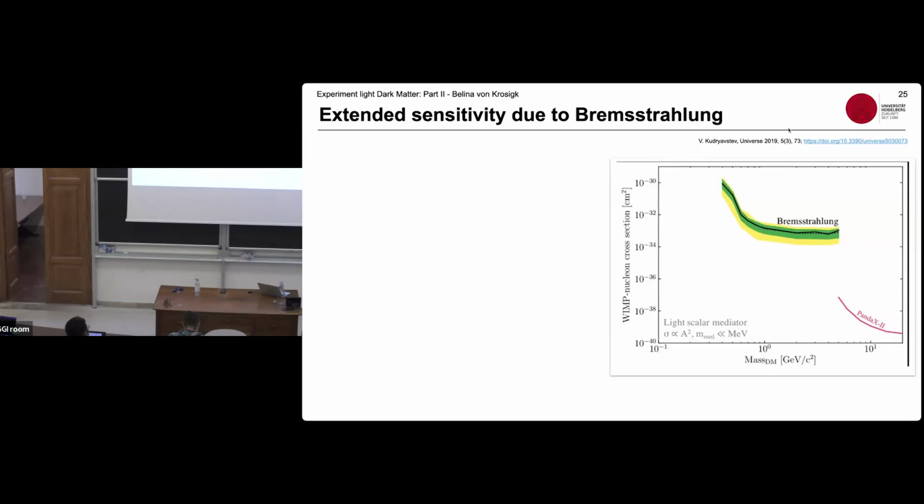But at some point, the recoil shoulder is below the threshold, but the Bremsstrahlung gives them access at a lower sensitivity, pushing down to lower masses. And another thing that you need to take into account when you see these plots is that often you have something a little bit extra in here.